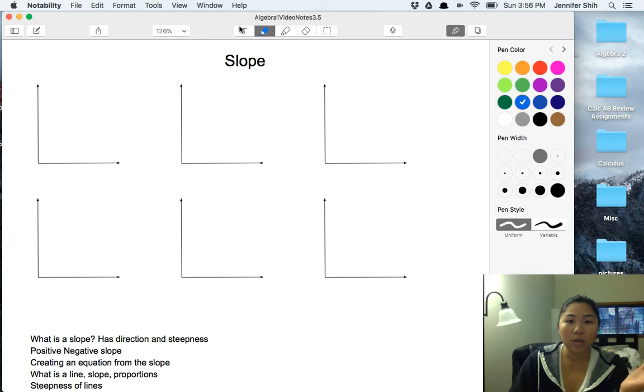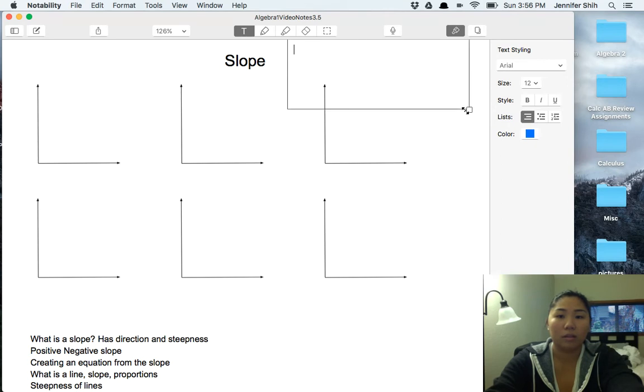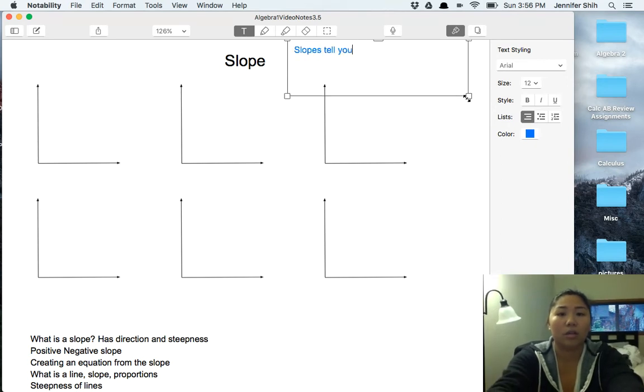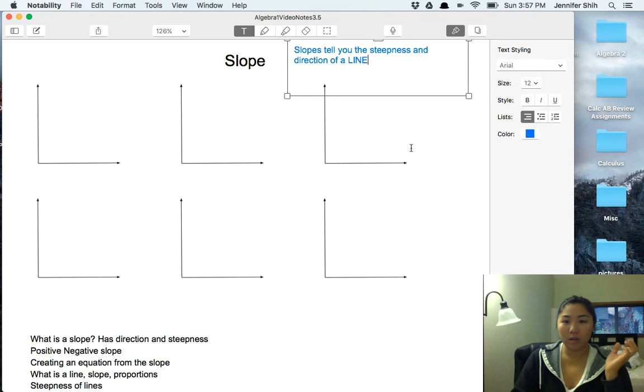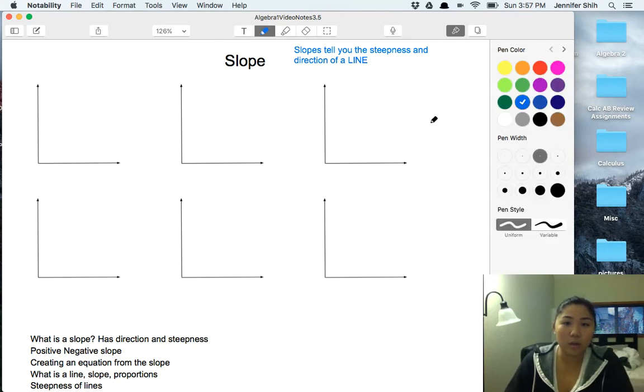Now, slopes tell you the steepness and direction of a line. Okay, slopes tell you the steepness and direction of a line. So when I ask you to describe the slope, you can talk about how steep it is. You can also talk about the direction. So for the first top of these 6 slopes, these are all going to be positive slopes.